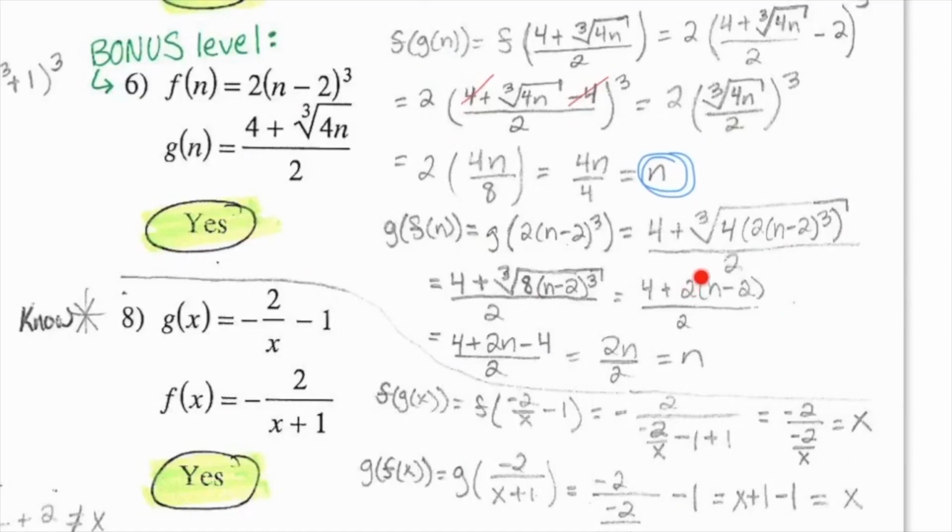We still need to distribute this 2 throughout the parenthesis, so that's going to give us 4 plus 2n minus 4, and then of course all of that's over 2. So look what happens again. Those constants are going to cancel right out for me. Isn't that nice? And then 2n over 2 is back to just a single variable, the input variable n. So since both of these come out to be just n, then we can say yes, they are inverses of each other. So that's my final answer there, is a yes, and we have done the algebraic verification.